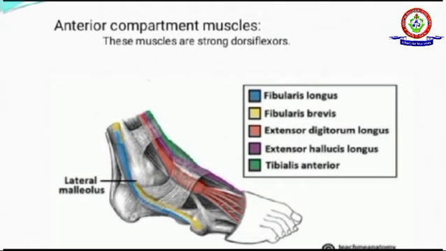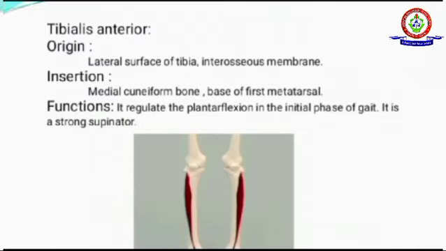Anterior compartment muscles. These muscles are strong dorsiflexors. The first muscle is tibialis anterior. Origin. Lateral surface of tibia and interosseous membrane. Insertion. Medial cuneiform bone, base of first metatarsal. Functions. It regulates the plantar flexion in the initial phase of gait. It is a strong supinator.